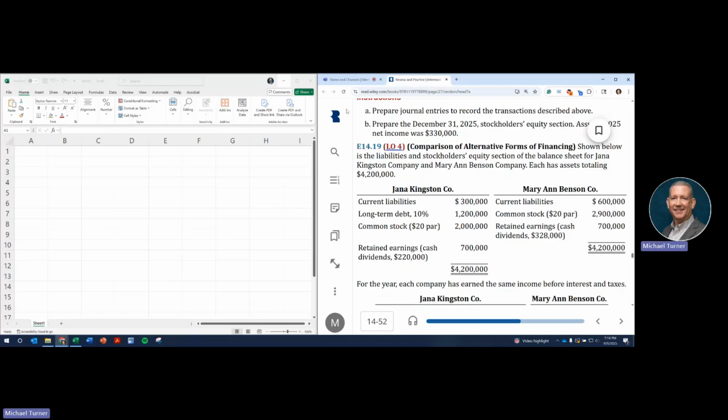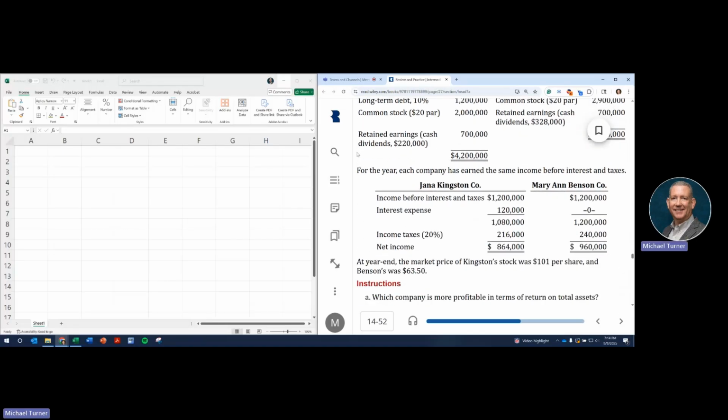Mary Ann Benson, presented on the right, has more current liabilities of $600,000, but does not have any long-term debt. They also have common stock at $20 par, but this totals $2.9 million, and the same $700,000 of retained earnings. So between the two companies, we know they have $4.2 million in assets and also $4.2 million each in liabilities and owner's equity.